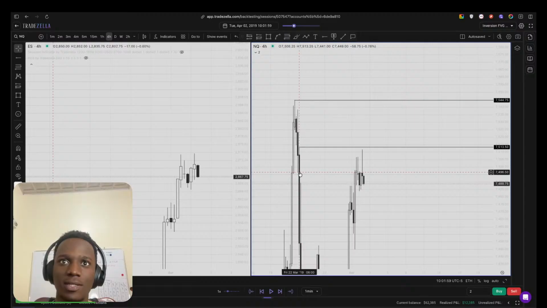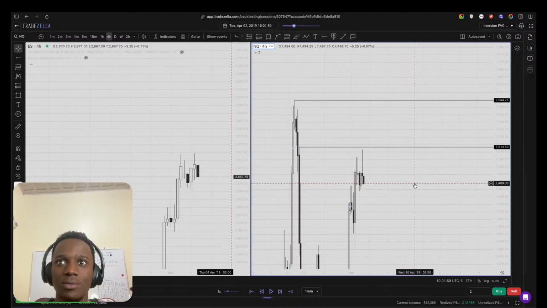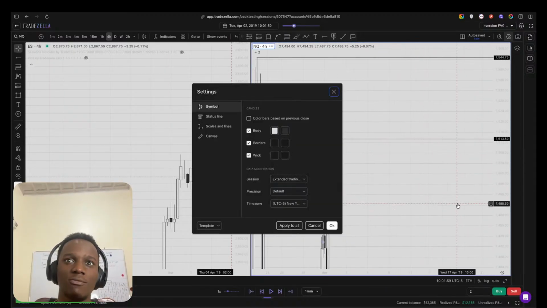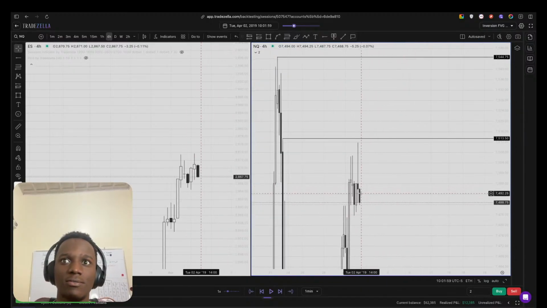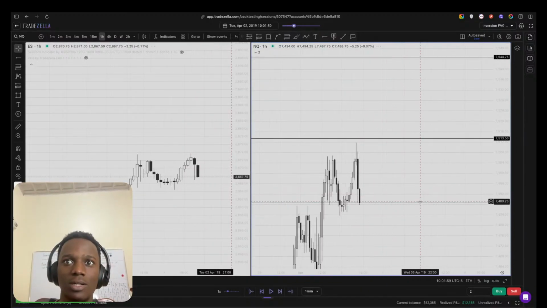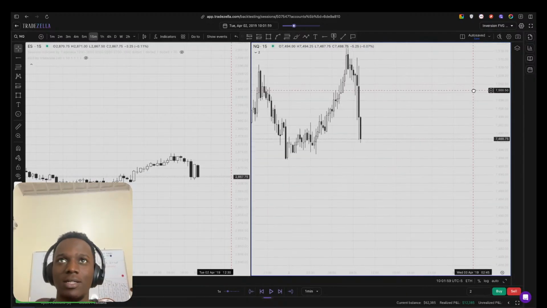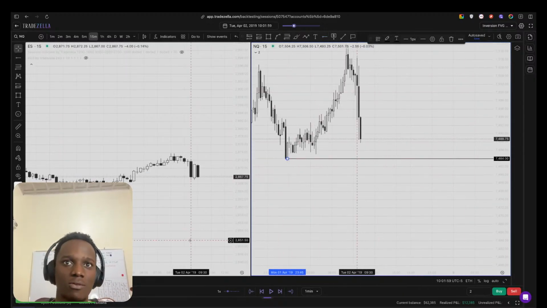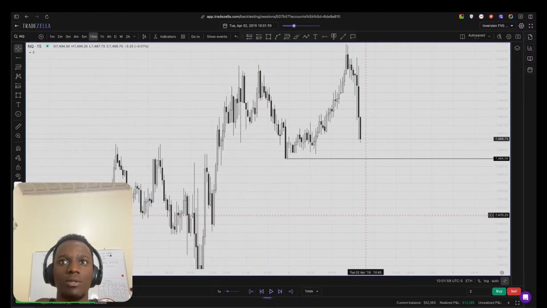So it looks like this gap here is the one that's holding. So let's see if we can farm some shorts here. 4 hours dropping, 1 hour is dropping, so on the next retracement higher I will be taking shorts. We happen to be wrong on the bias.